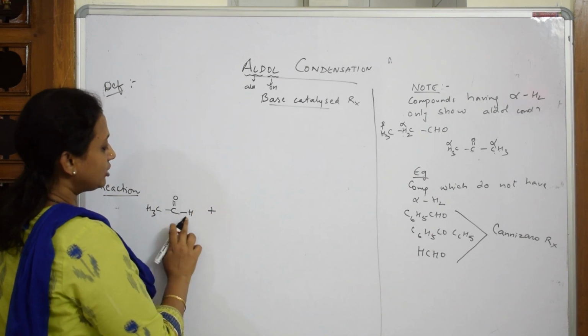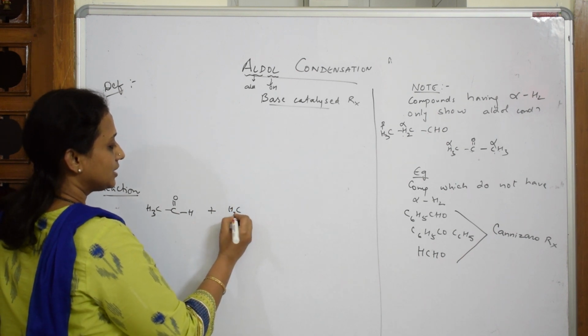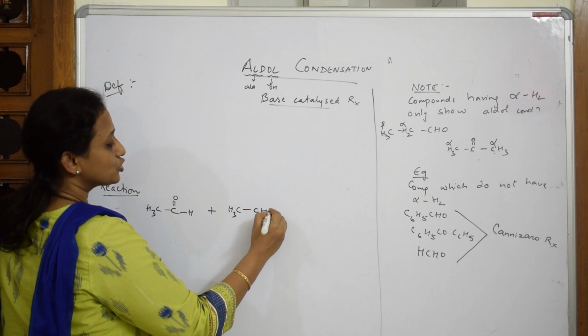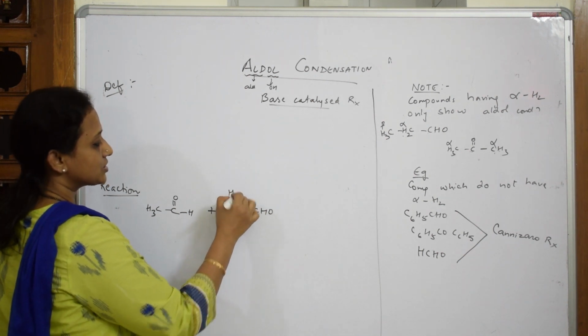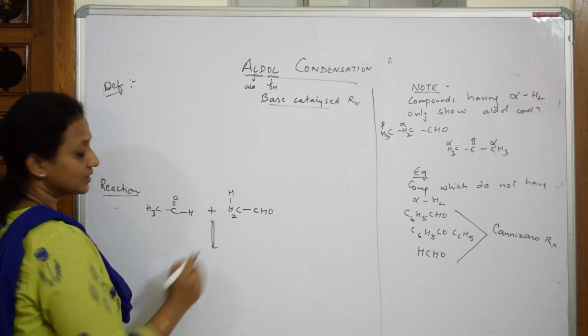When you're writing aldehyde on this side, try to write in the same way. Start here like this only. Both, you start from CH3, start from CH3 only, and CHO. Correct? Now instead of 3, I'm going to write this as H. Right. Now, this whole thing, these reactions are reversible reactions.